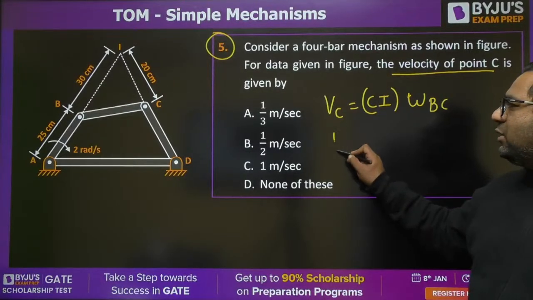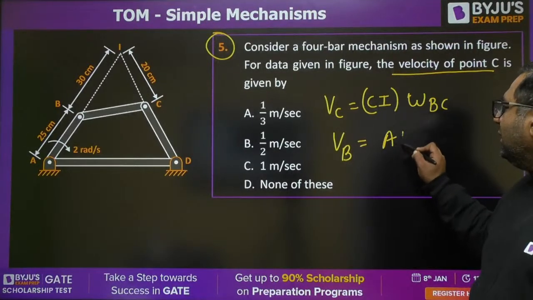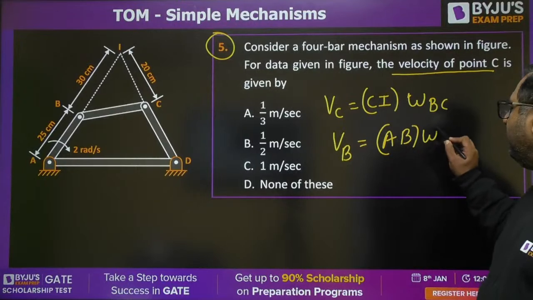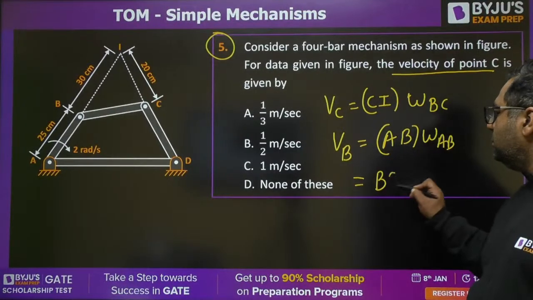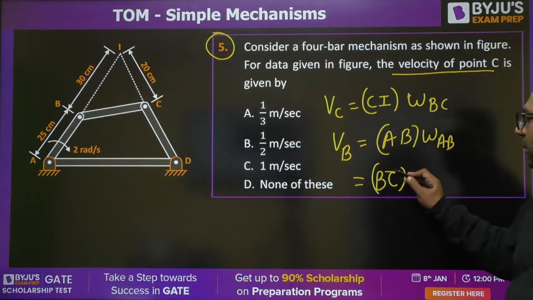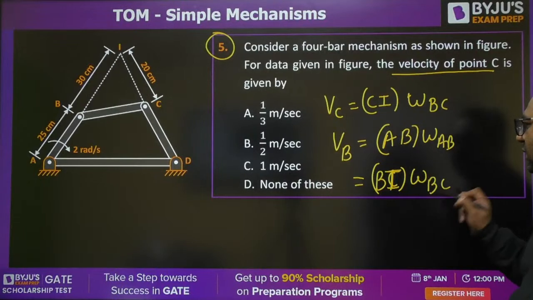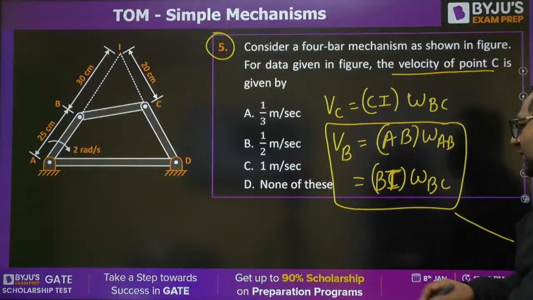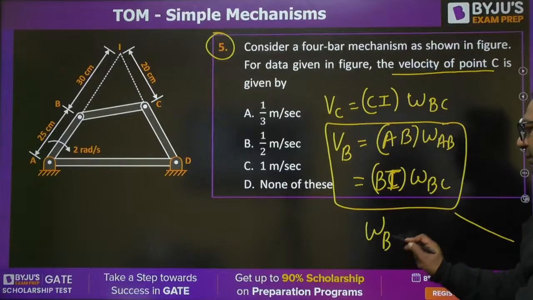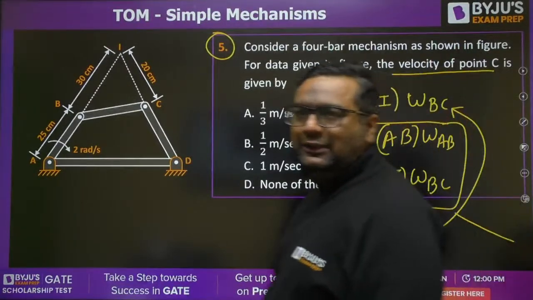Okay. And you can write velocity of B as AB into omega of AB, and it can also be written as BI into omega of BC. So if you understand the approach properly, you can use this relation to find omega BC. Then put this value here. You will get VC. Solve this one.